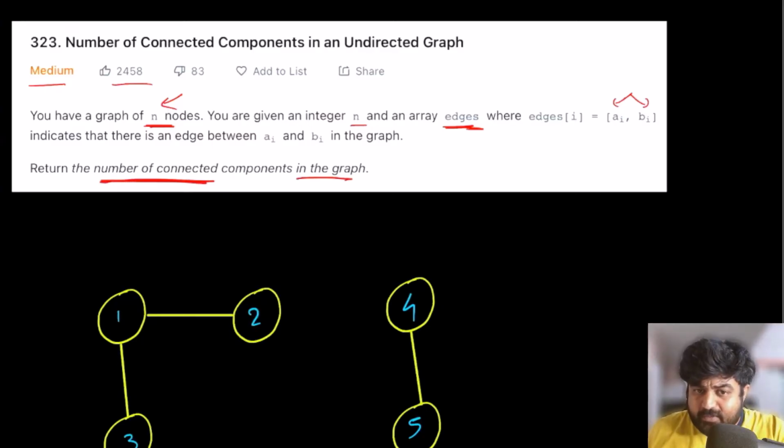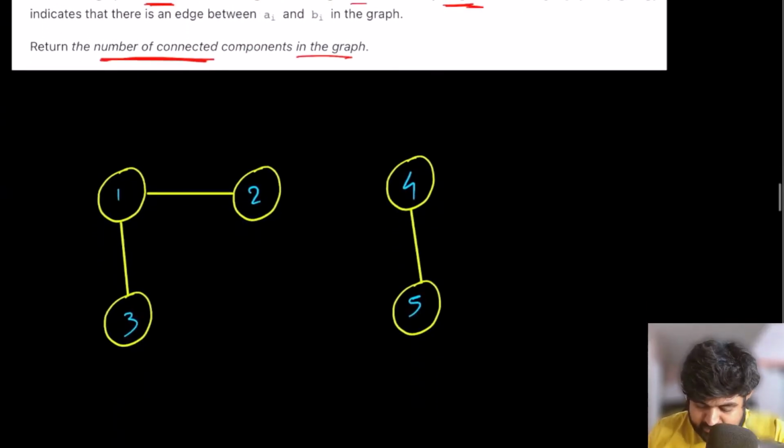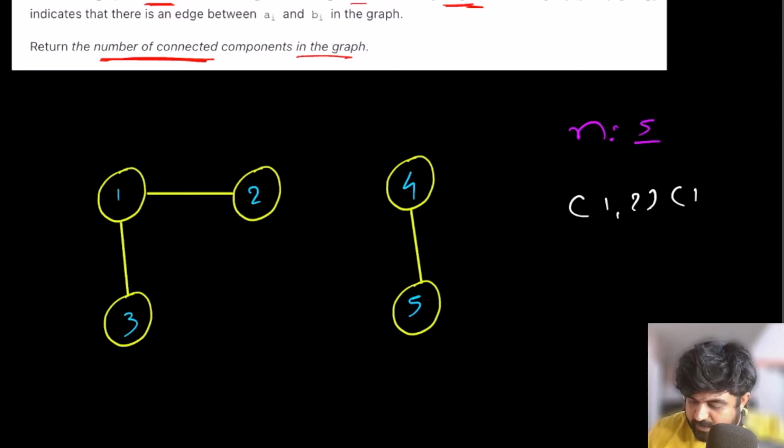So let's try to understand this with an example. In this case, currently we have 5 nodes. So we are given n is equal to 5 as the number that defines that there are 5 nodes. We are also given these edges. So we have been given 3 entries: the first entry is 1 to 2, the second entry is 1 to 3, and the third entry is 4 to 5.